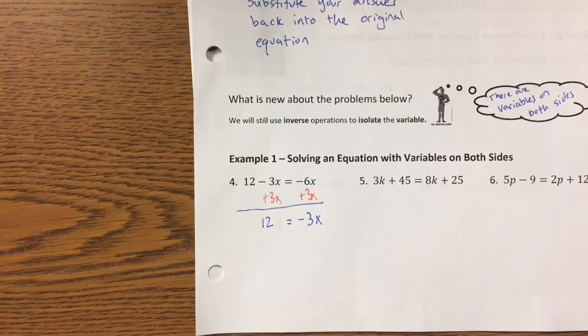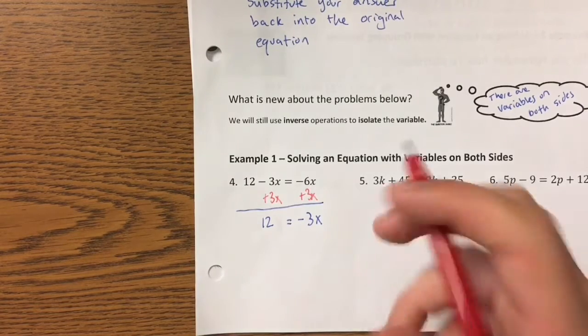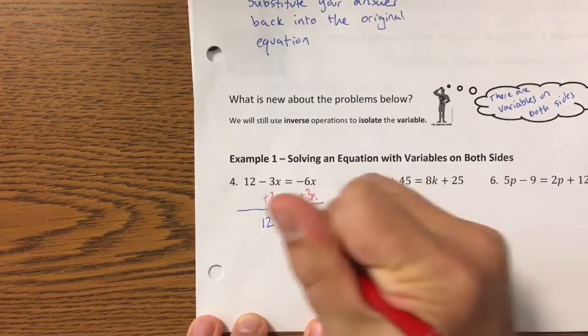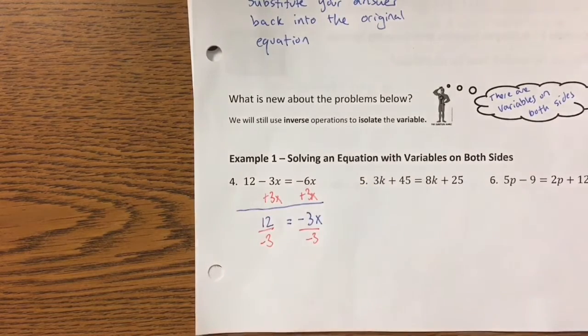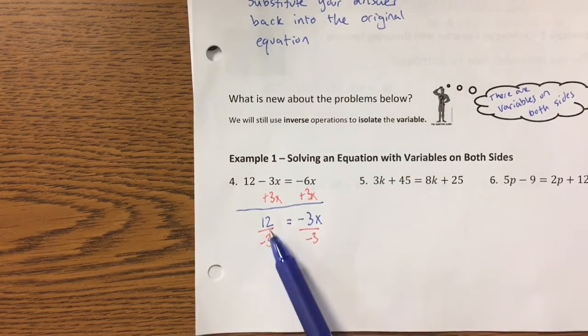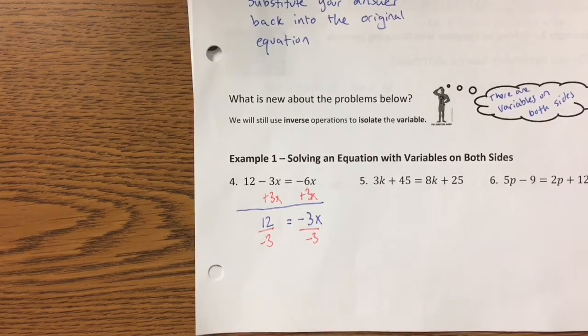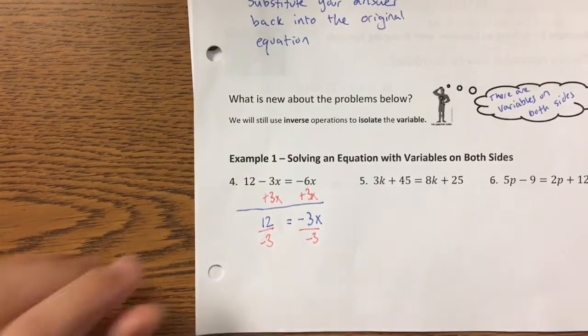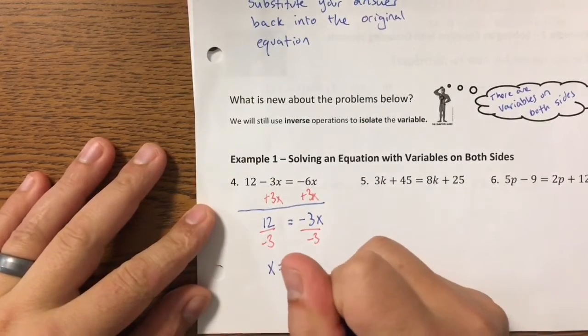So now that we've got it down to a 1-step equation, we want to divide both sides by negative 3. And so this is, let's see, 12 divided by negative 3 is what? Negative 4, thank you. So we got x equals negative 4.